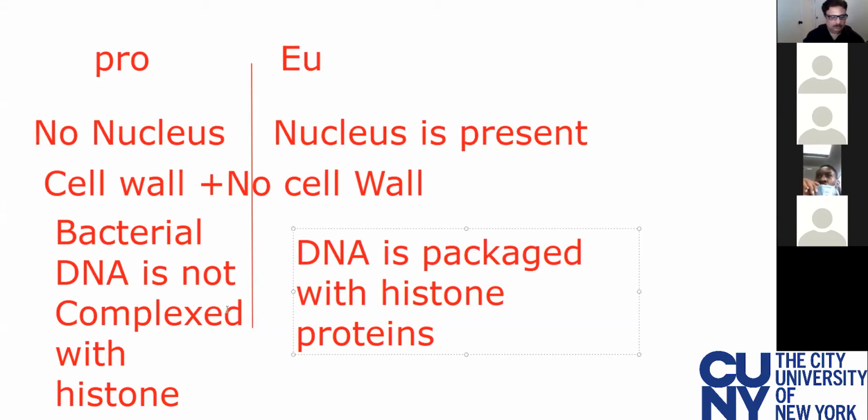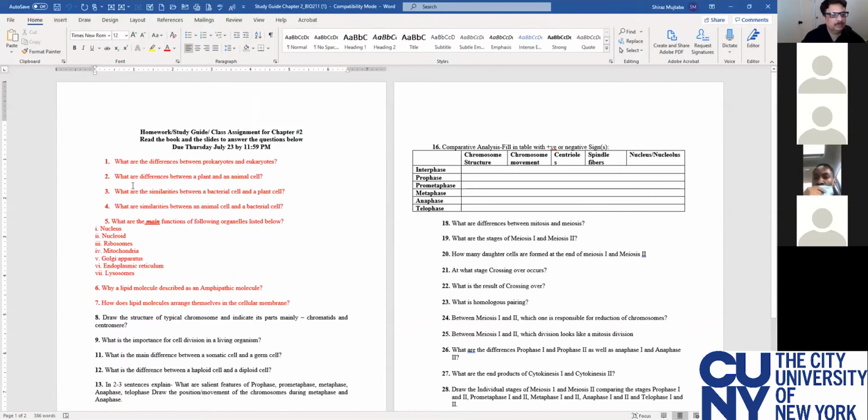So this was number one. Let's go to question number two. The next question is, what are the differences between a plant cell and an animal cell? This is quite straightforward.